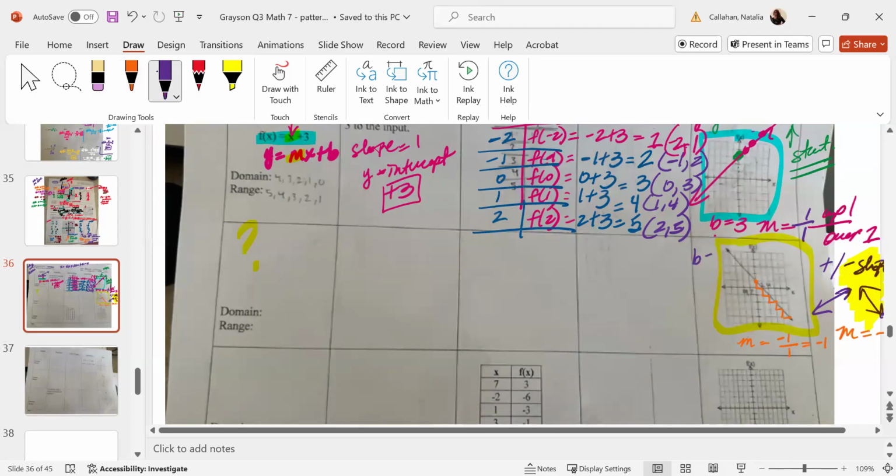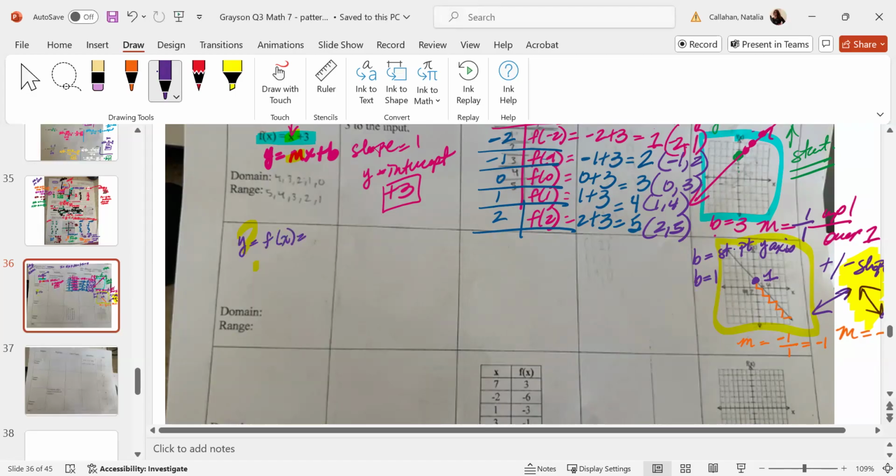Your B is the starting point. It's on the y-axis. Where does this graph cross on the y-axis? Point to it on your paper. You should have pointed at this point right here. This point is at 1. So B equals 1.